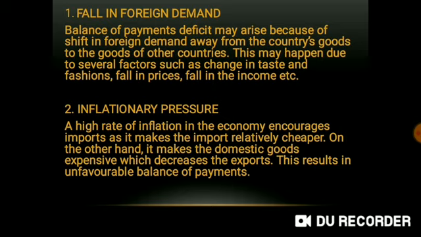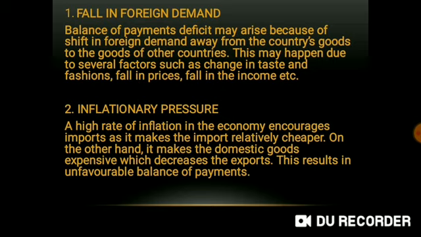The second cause is inflationary pressure. Whenever a country experiences inflation in the economy, there might be an unfavorable or deficit balance of payment. Whenever a domestic country experiences inflation, it becomes cheaper for the domestic customer to buy commodities from foreign countries, because in the domestic market the price of goods has increased, but in the international market the price of the same commodity might be lower.